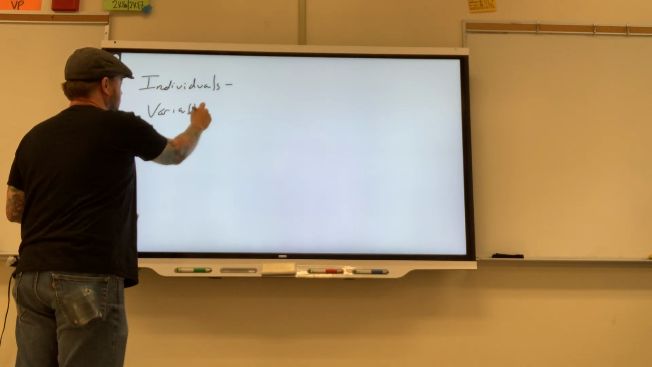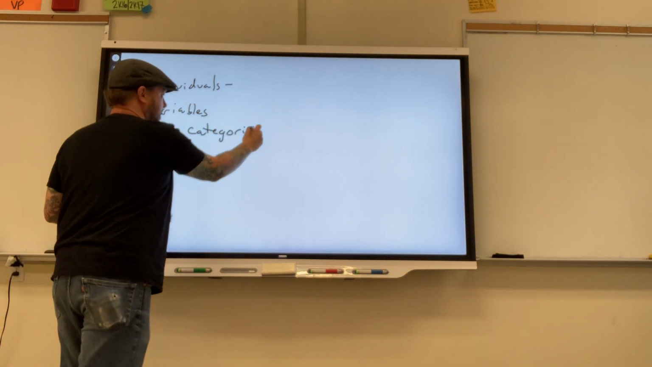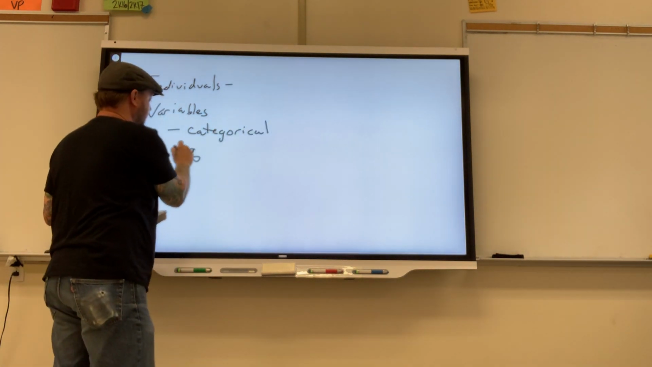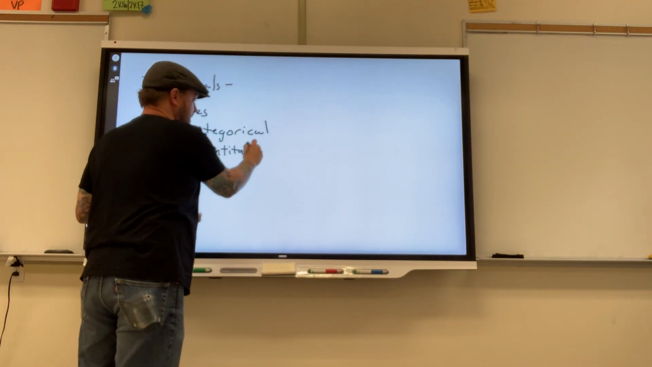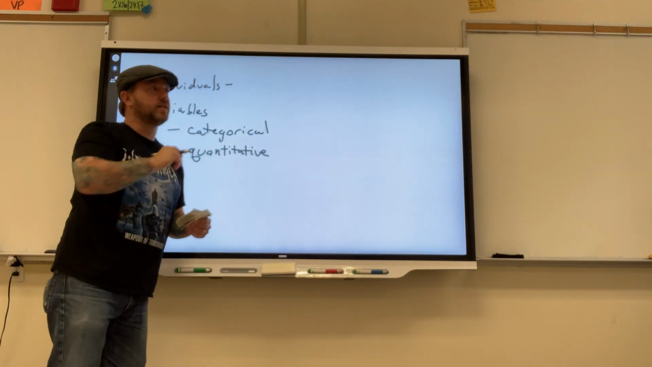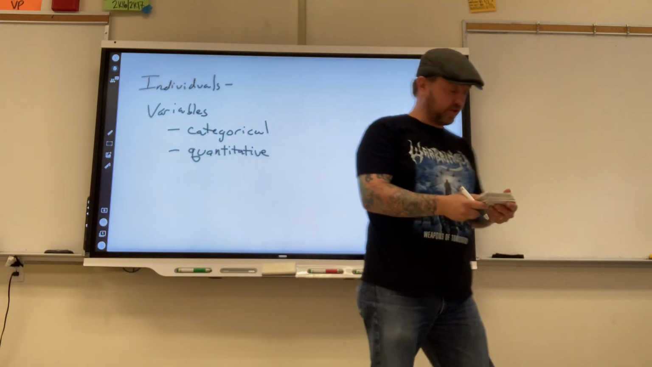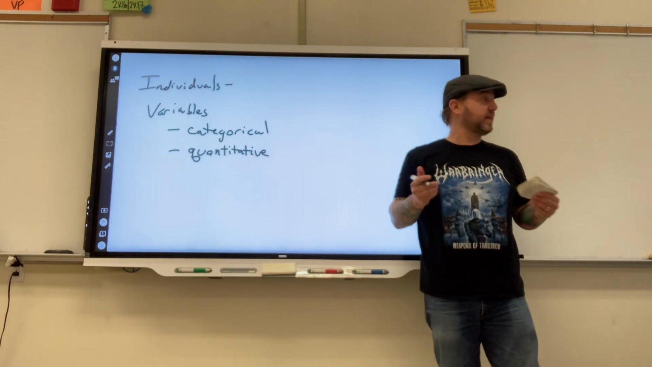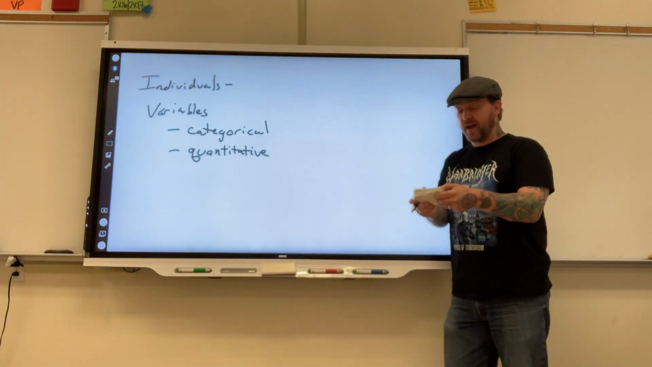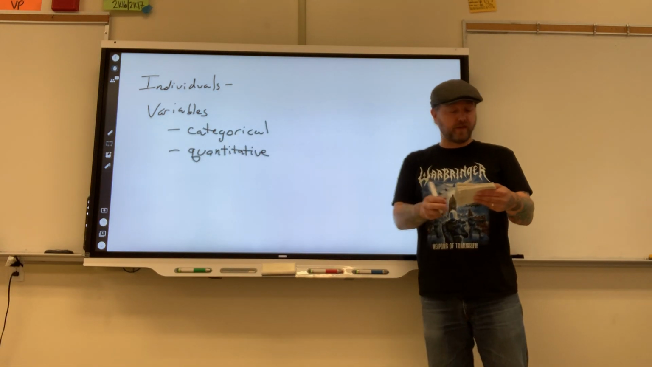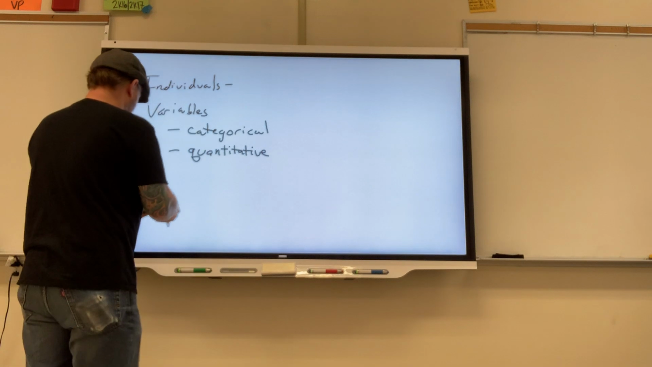Variables, we had two types, categorical and quantitative. So, categorical variables are, we place the individuals into one or several groups or categories, hence the name categorical. Quantitative is there's numerical values for adding and averaging.